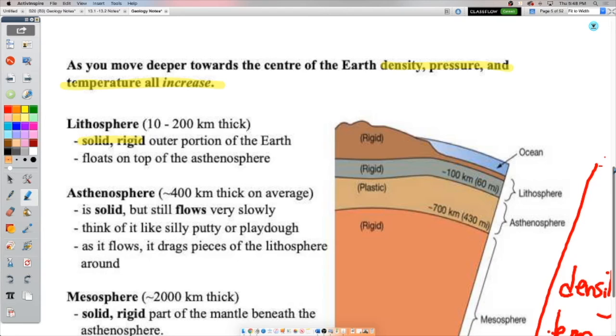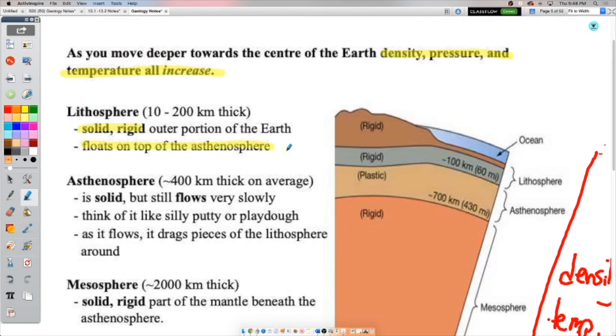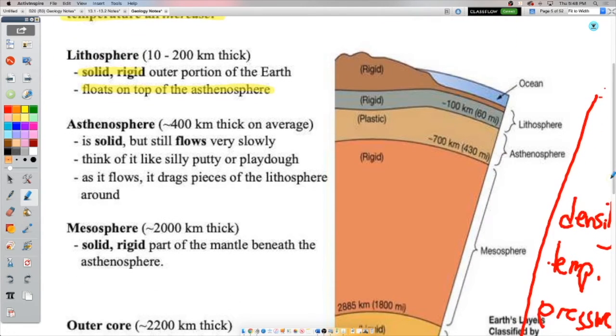Now the lithosphere floats on top of the next layer, which is the asthenosphere. That's going to become important later, that it floats on it. Now the asthenosphere is kind of weird. It is a solid. Don't make the mistake of calling it a liquid. It's a solid, but it still flows very slowly.